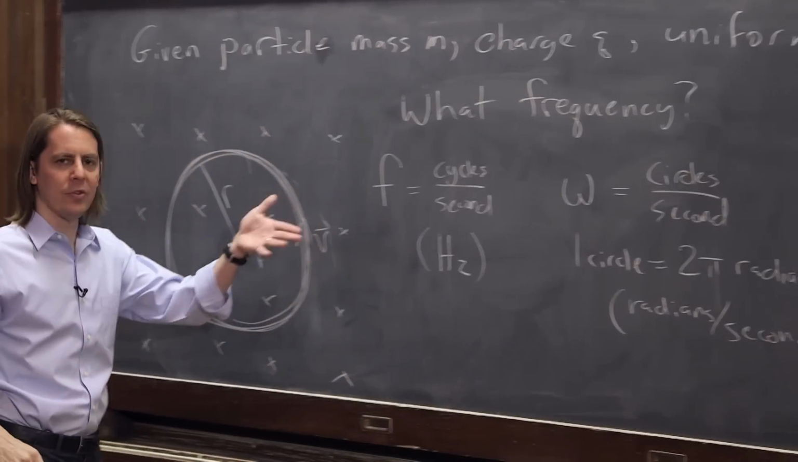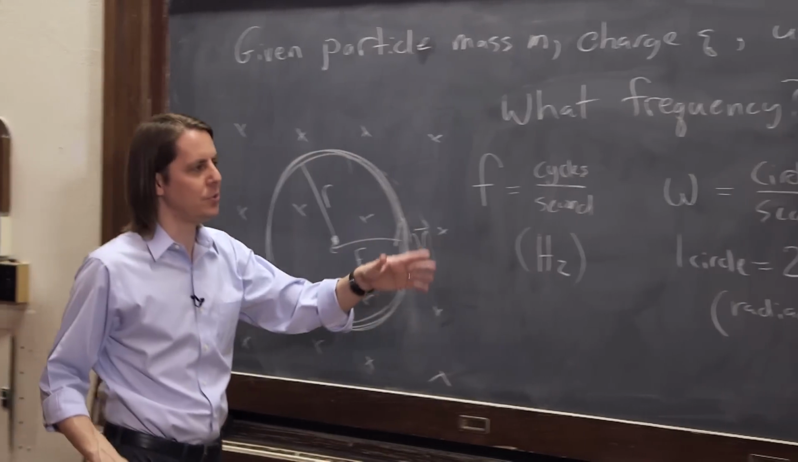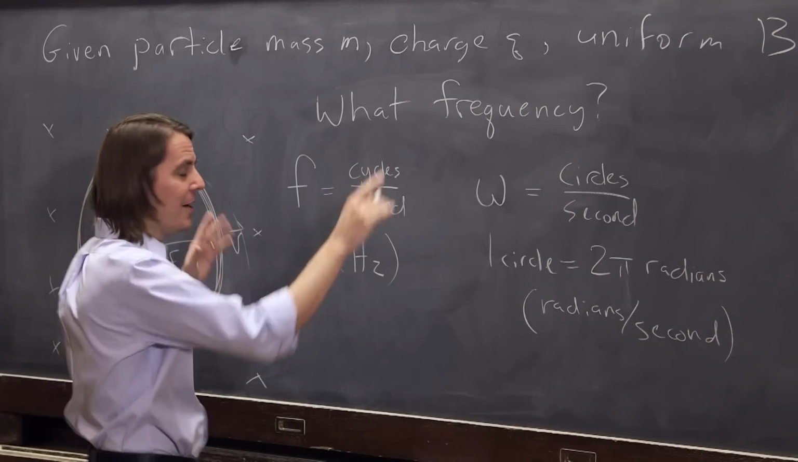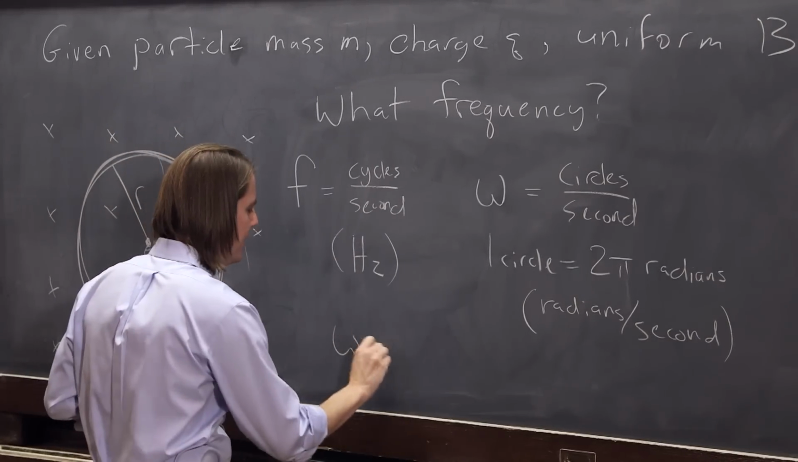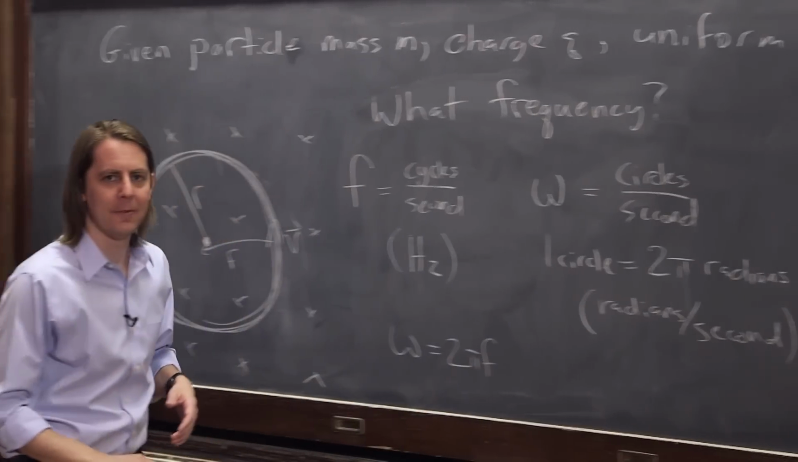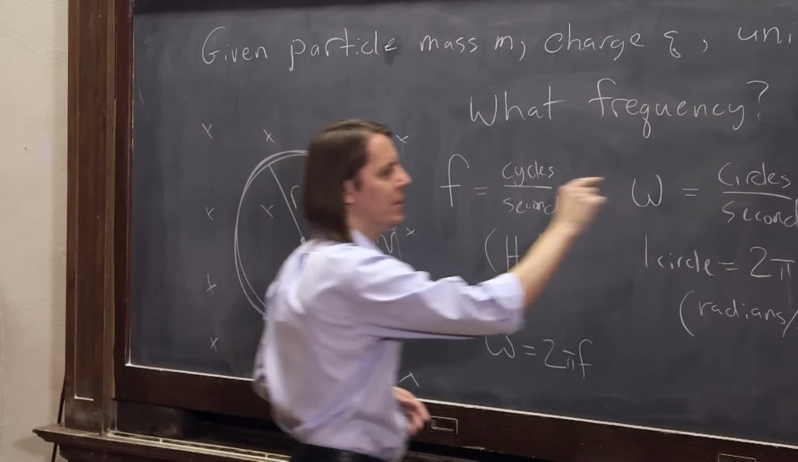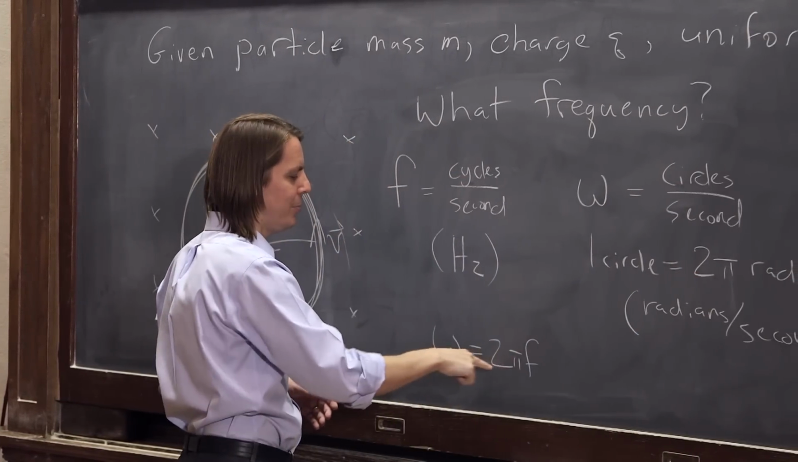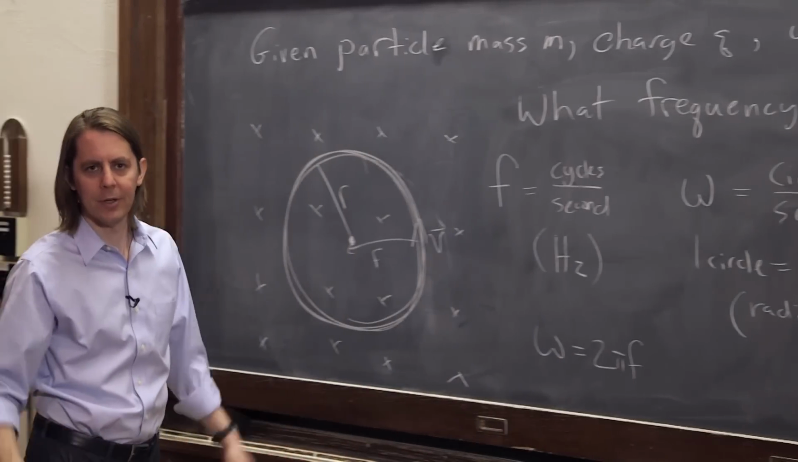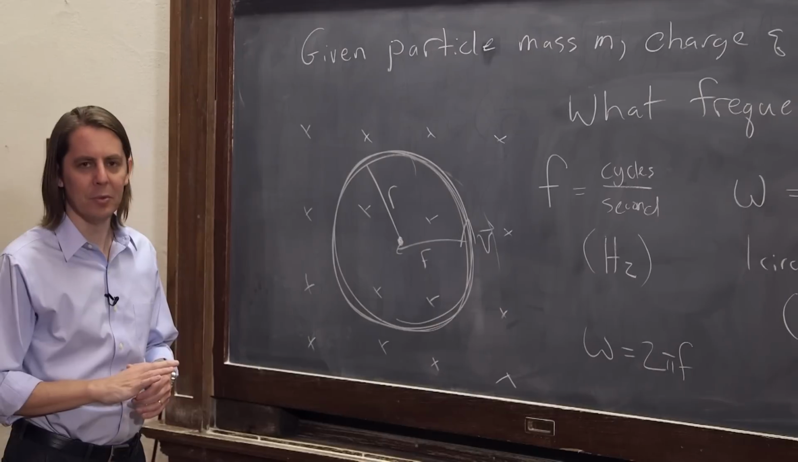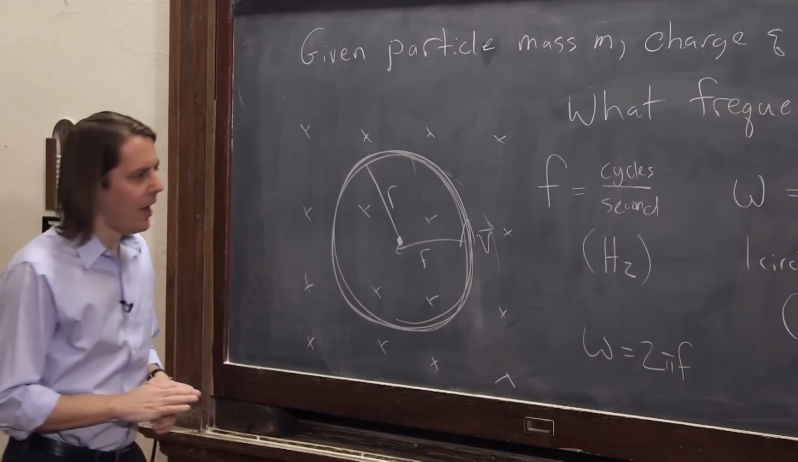So if you grew up with hertz and you love hertz, you've got to give it up. You've got to switch to omega. They're the same thing. There's no difference. It's really just a factor of 2 pi. Omega in any experiment, any problem you're doing, is always 2 pi times f, because one cycle, a circle, is 2 pi radians. So you just multiply your cycles by 2 pi and you get omega. If you're not used to omega, get used to it, because we're going to be using it a lot. That's what we usually use in physics.